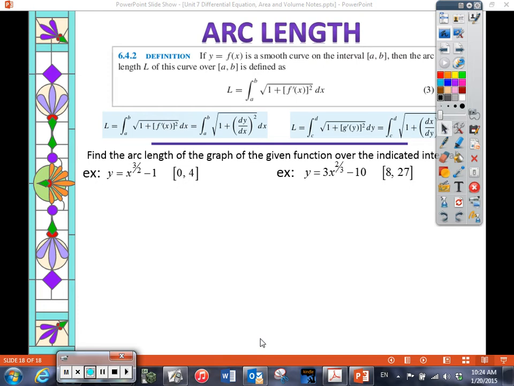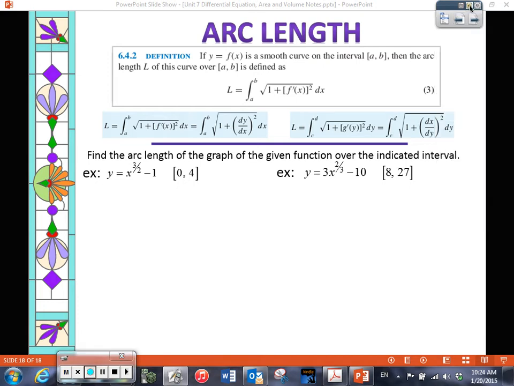Okay guys, let's take a look at our lesson for today. We're going to be looking at arc length. We're going to learn a formula and find out how to find the measure of arc length.